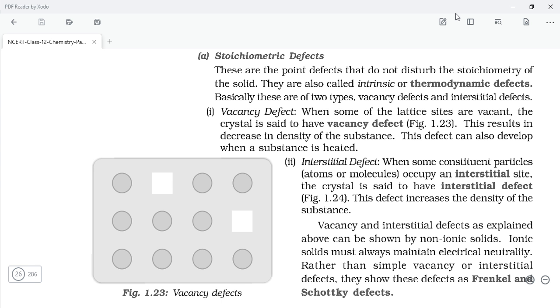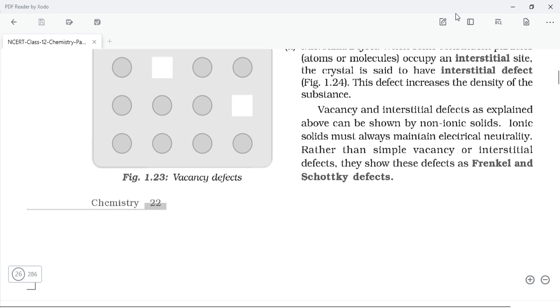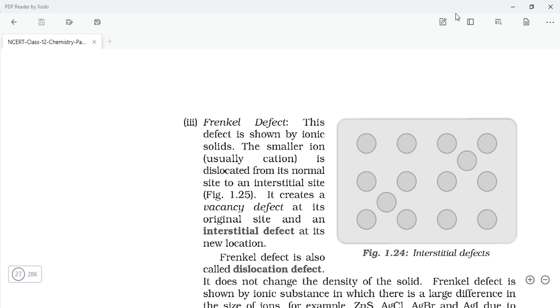Vacancy and interstitial defects are explained. Ionic solids must also maintain electric neutrality. Rather than simple vacancy or interstitial defects, they show these defects as Frenkel and Schottky defects. This is just a different name for these. I don't know how to pronounce that name.